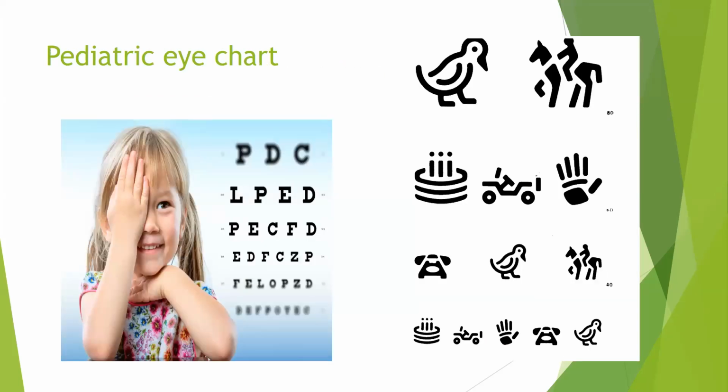So here's what a pediatric eye chart looks like. These pediatric eye charts allow them to see shapes or symbols so that they can articulate that, and they don't have to read letters if they're not able to read their letters yet. And then there's also some modified pediatric eye charts as well.